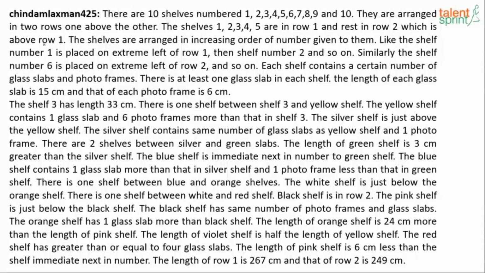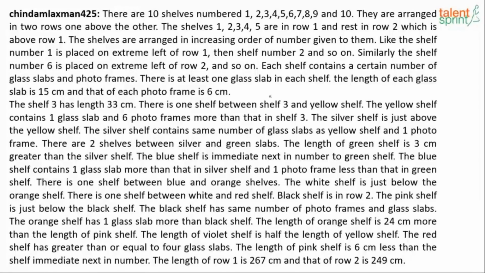Row 1 is below row 2, or rather row 2 is above row 1. The shelves are arranged in increasing order of number given to them. Like the shelf number 1 is placed on extreme left of row 1, then shelf number 2 and so on. Similarly, the shelf number 6 is placed on the extreme left of row 2 and so on.